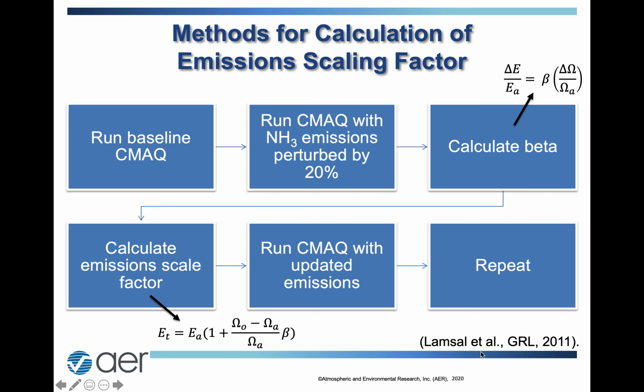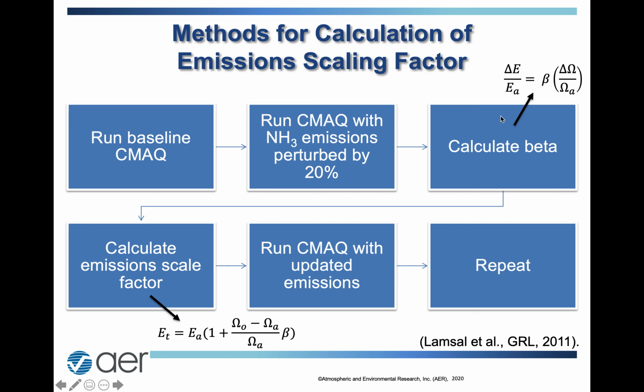It all starts with this paper, Lamsal et al. 2011, and several others that have been published since. It's this idea of a mass balance finite difference approach for top-down emissions inversions. So the first thing we do is run a baseline CMAQ, and then we run the exact same CMAQ with the ammonia emissions perturbed by 20%.